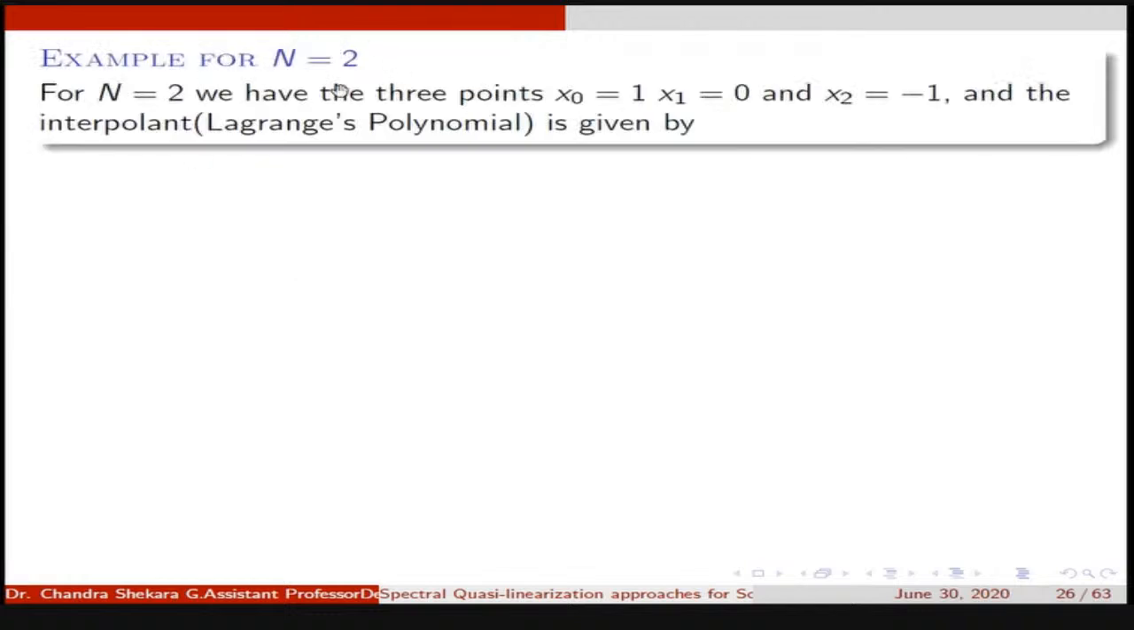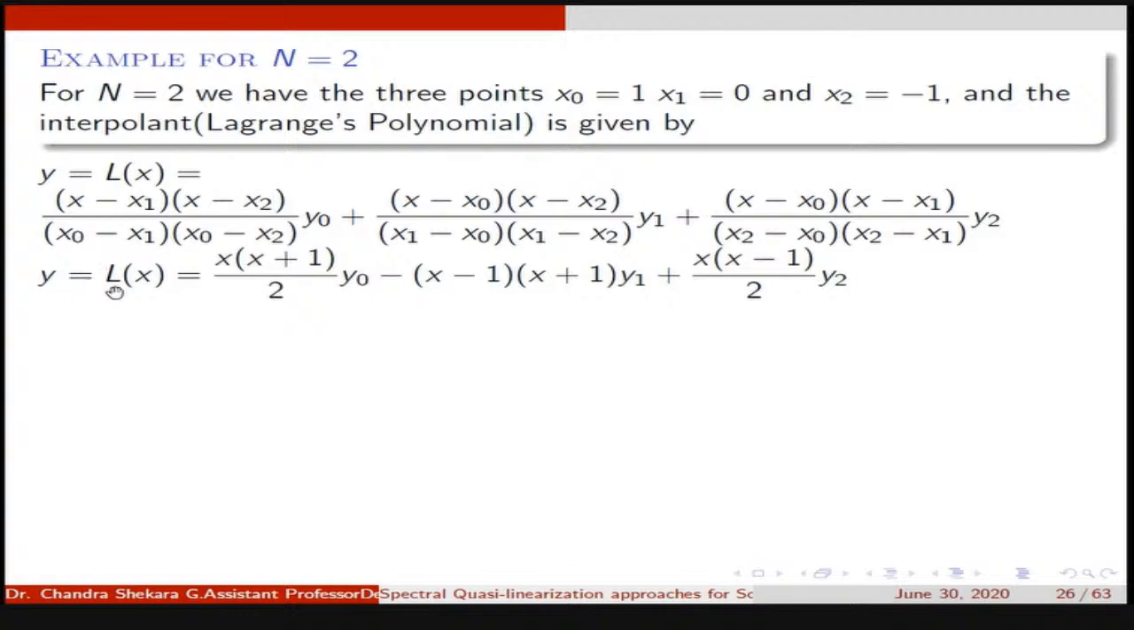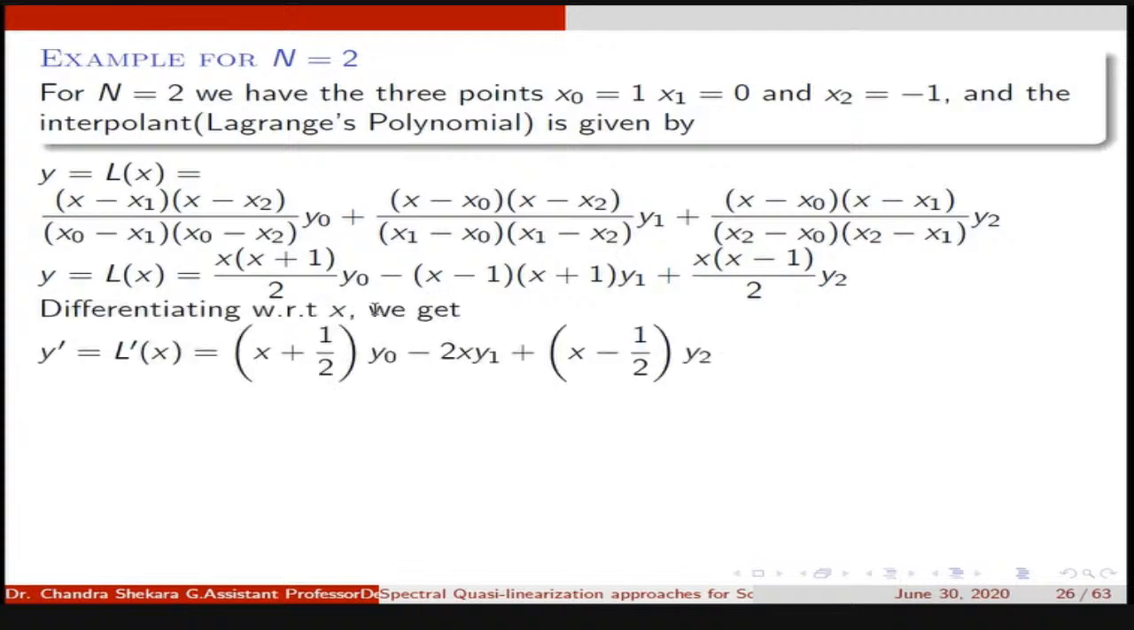For n is equal to 2, the interval minus 1 to 1 we can divide into 3 points, because it will have two subintervals. So the points will be x0 is 1, x1 is 0, the midpoint, and x2 is minus 1. Then if we interpolate this using Lagrange's interpolation polynomial, we get y is equal to L of x. This is the Lagrange's interpolation polynomial. Now if we differentiate it, we get y dash like this. So y dash is nothing but L dash.